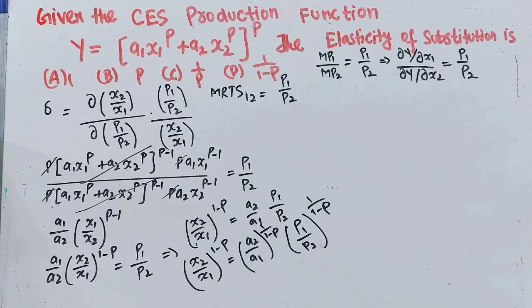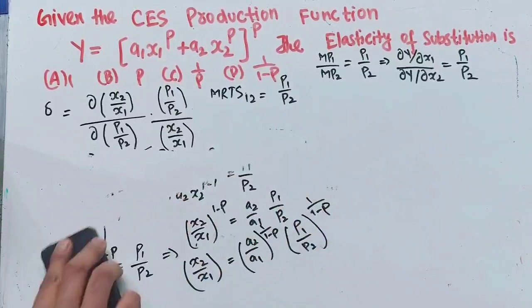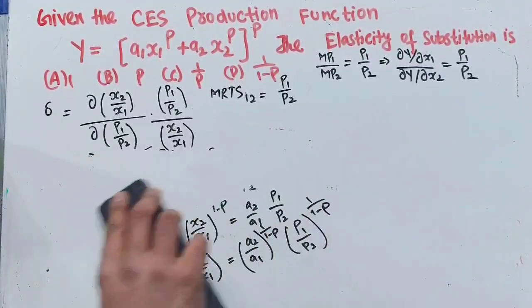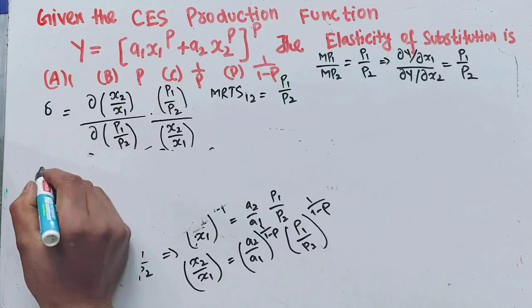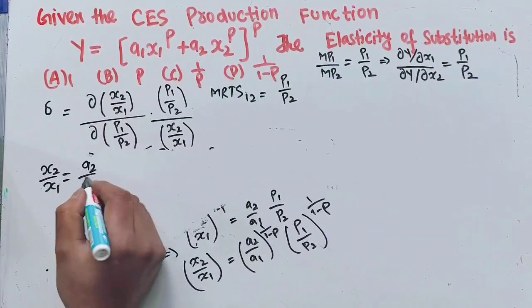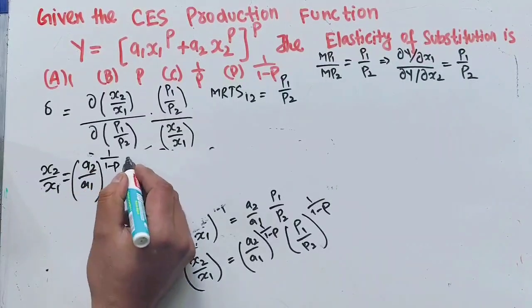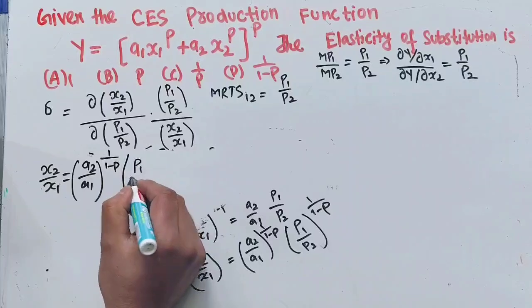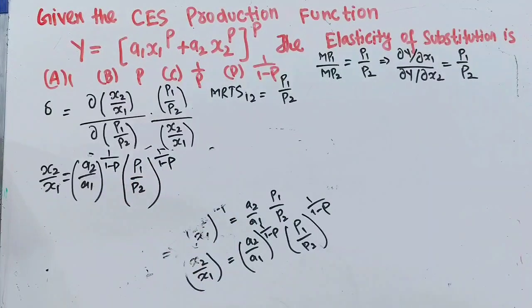I have transposed this, so it will not remain here. Now let me rub this out. So we got this result, and let me write it here. x2 upon x1 came out to be (a2 upon a1) whole raised power 1 divided by 1 minus p times (p1 upon p2) whole raised power 1 divided by 1 minus p.